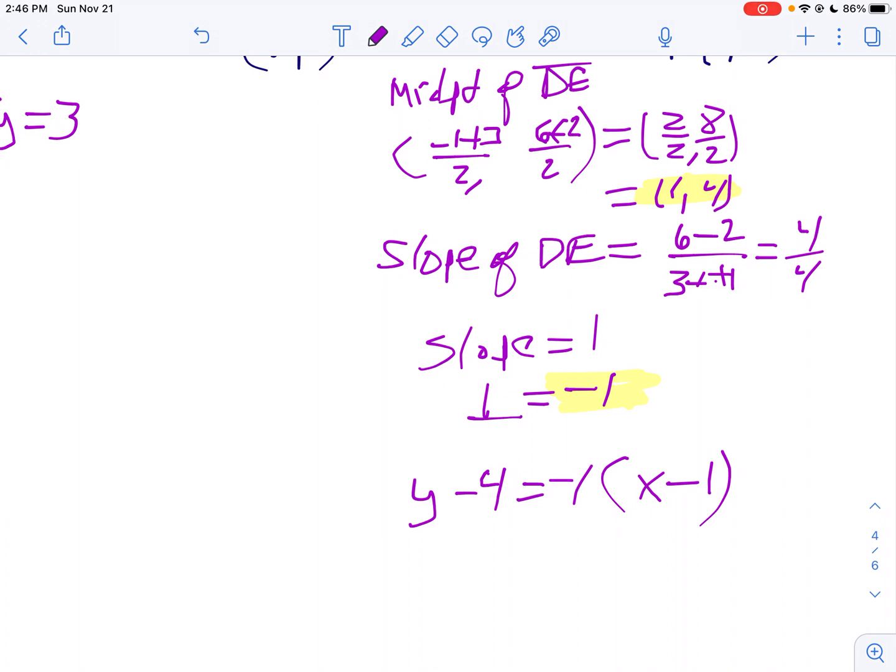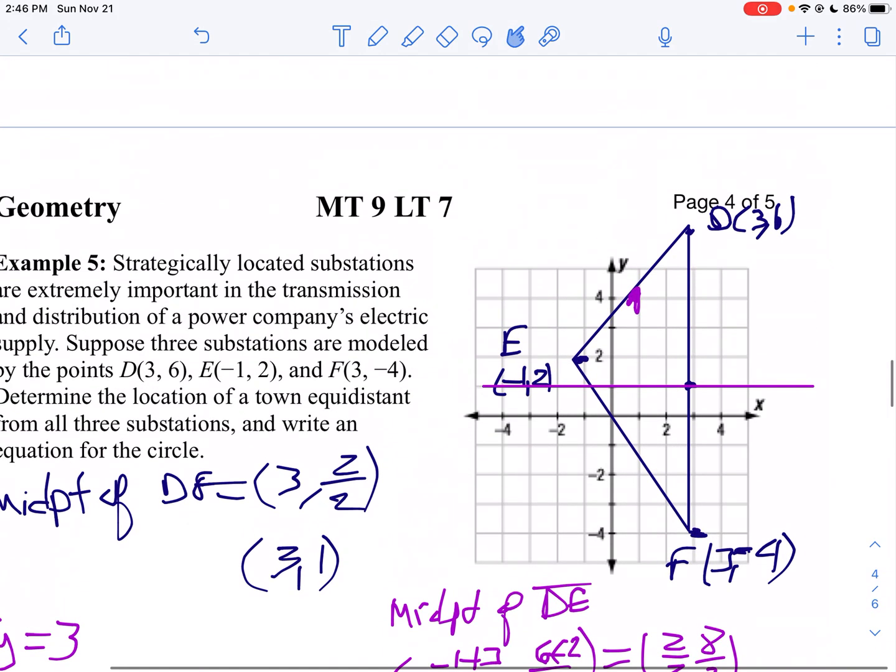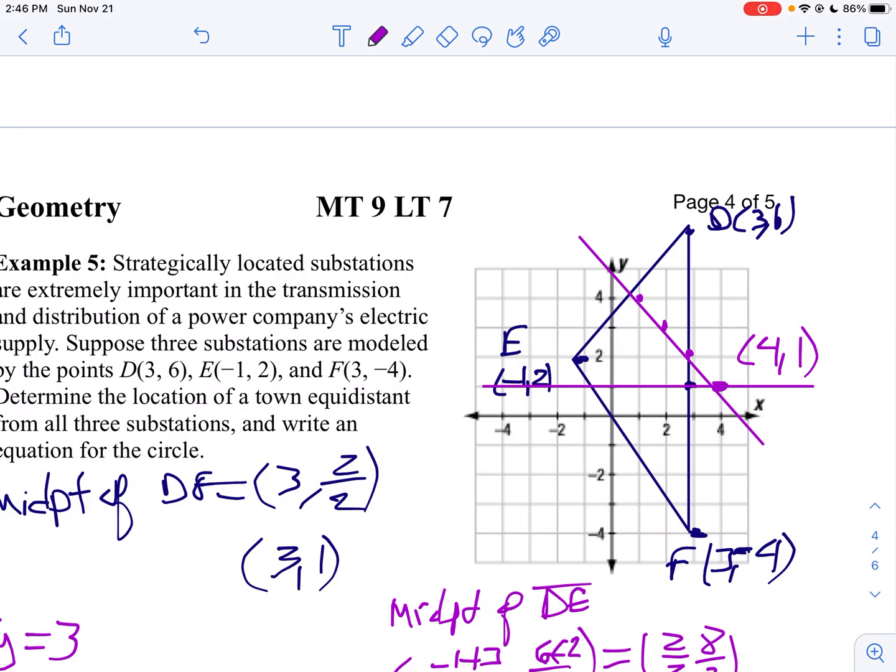And maybe I'll just graph that so I can see this now, because I know I'm at (1, 4). I'm going to go back and make that a little bit easier to see. So I go over 1 and up 4. And I know my slope is -1. So if I go down 1 and to the right 1, and notice my 2 lines, the center of my circle is where these two lines intersect, which is going to be over 4 and up 1. Okay, so now I got the center of my circle.